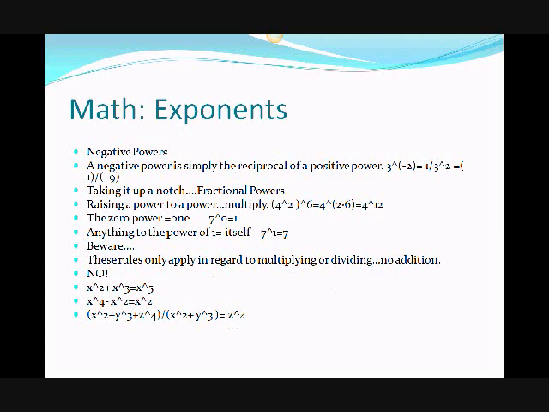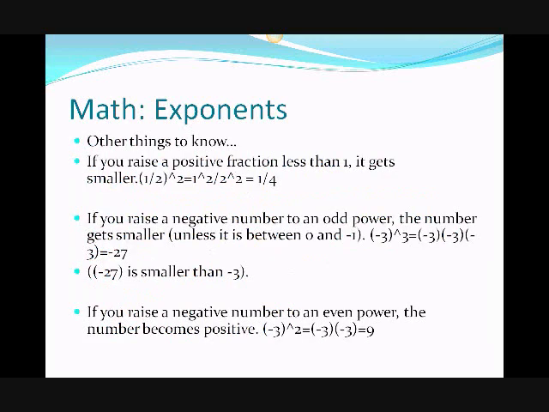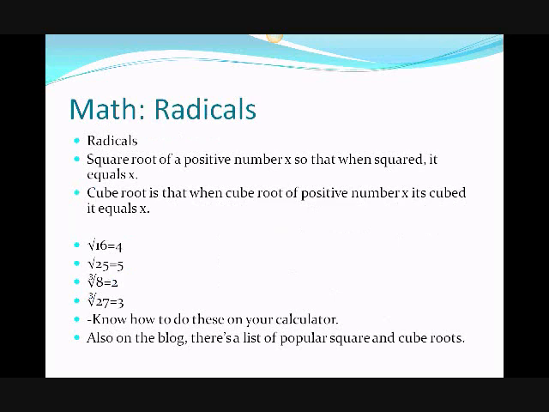And I'm just going through these, and I might not be doing such a great job explaining, but I'll make sure I add some videos that can go into more details that can help you in case you don't know these basic things. Okay, this is more stuff dealing with exponents, radicals. A square root of a positive number x is a number that, when it's squared, equals x. A cube root of a positive number x, when cubed, equals x. And if you have no idea what that means, you should definitely look on the blog.